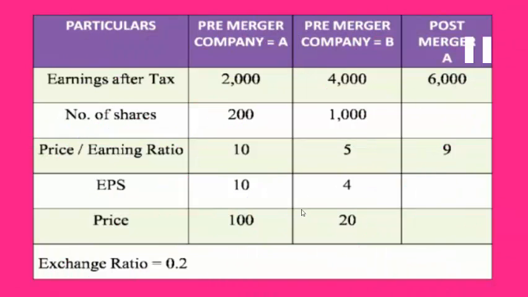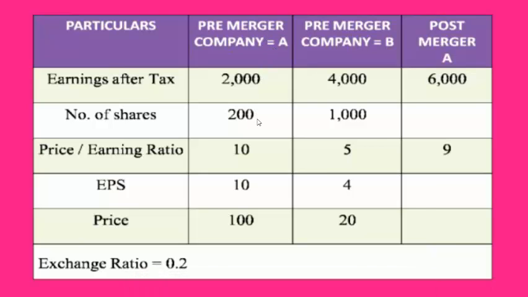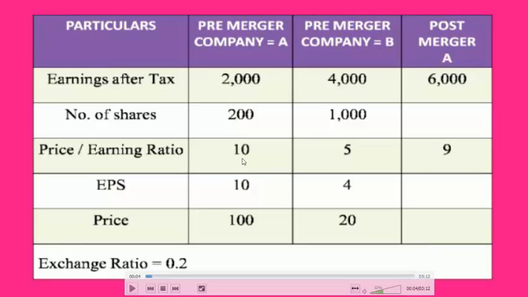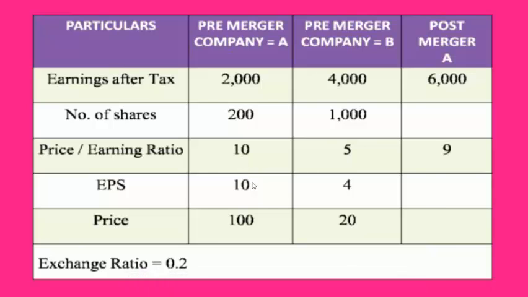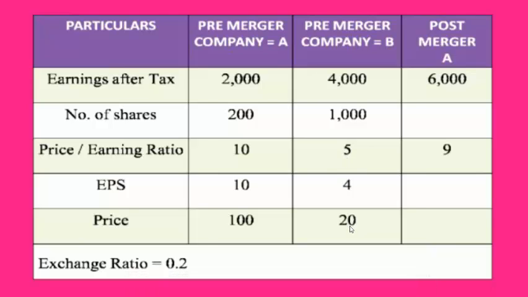The data given to us is that pre-merger of company A, that is earnings 2000, number of shares 200, price earning ratio, that is 10, EPS, that is 10, and price, that is the market price, is 100, whereas pre-merger data of company B is earnings 4000, number of shares 1000, price earning ratio is 5, EPS 4, and price, that is the market price, is 20.